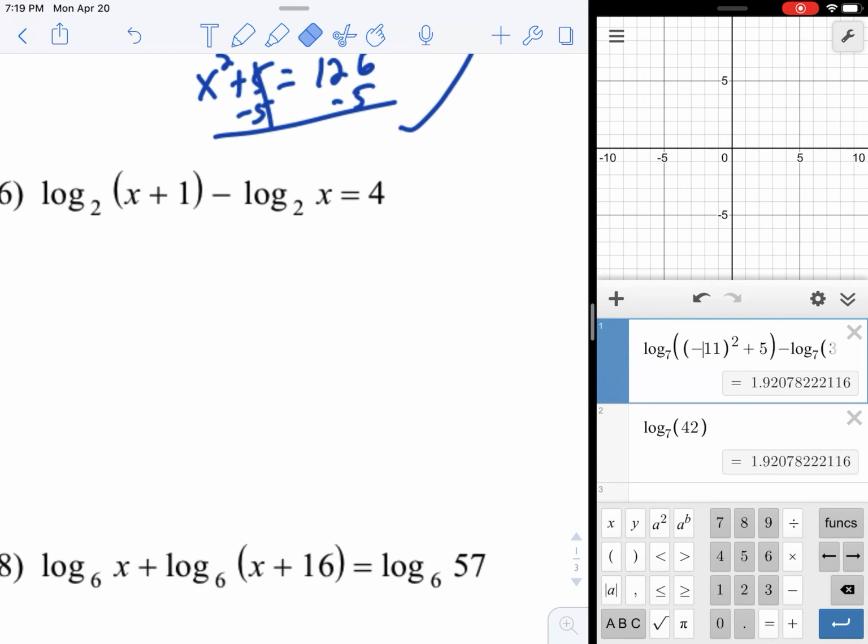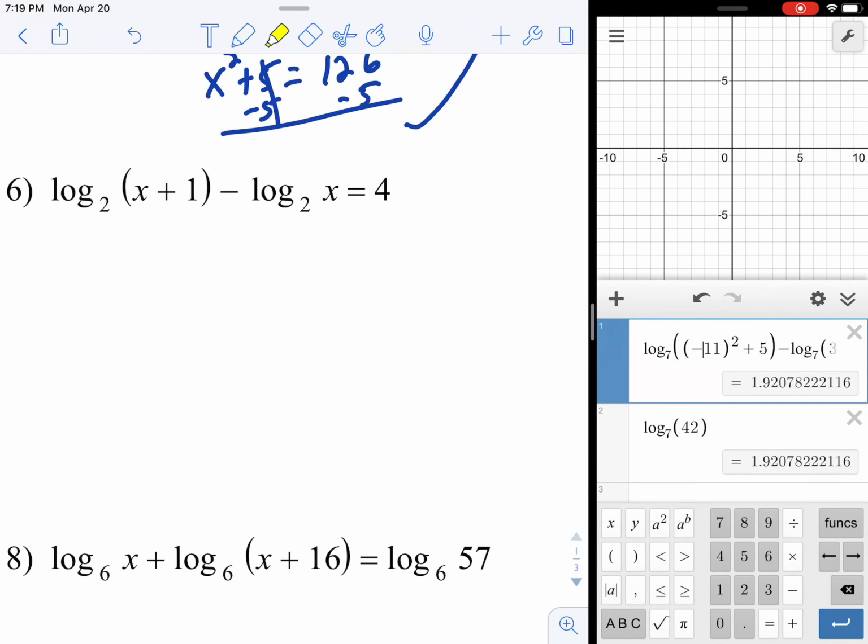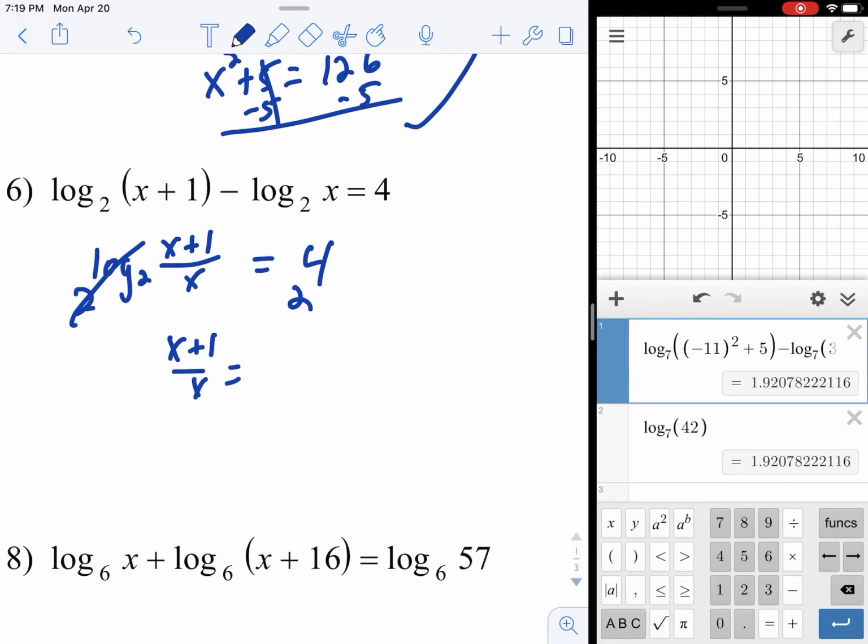Let's look at number 6. So another quotient property. I bet I meant this to be a product property, and I slipped up when I made the worksheet, but we'll just deal with it. So log base 2 of x plus 1 minus log base 2 of x equals 4. Again, the minus sign turns into a division. That's called the quotient property. Drop a base 2 here. We get x plus 1 over x equals 2 to the 4th power. That's 16. Now, how do we solve this?